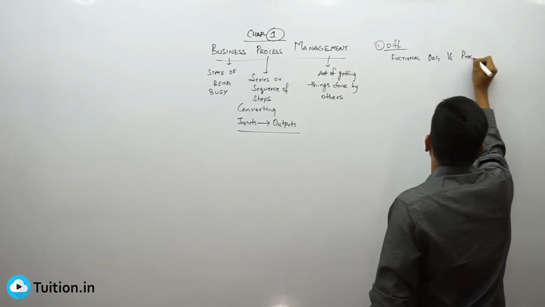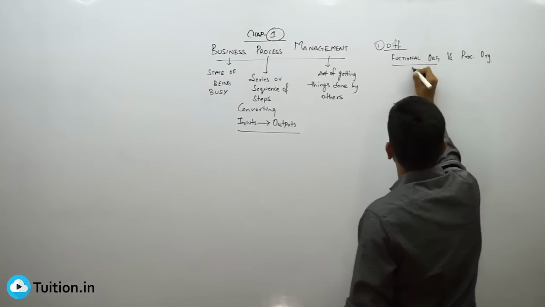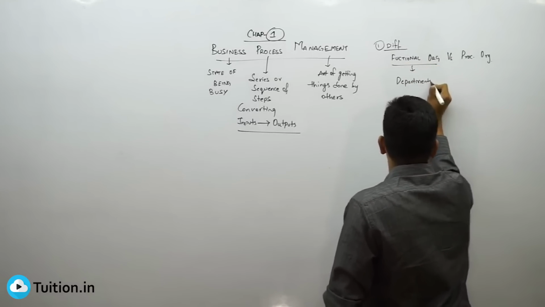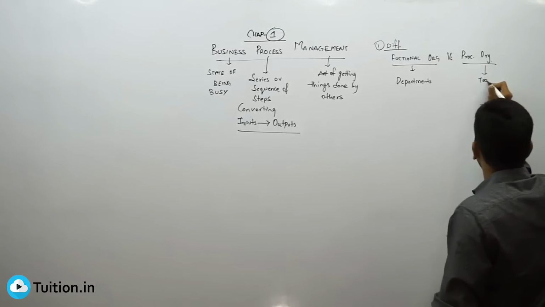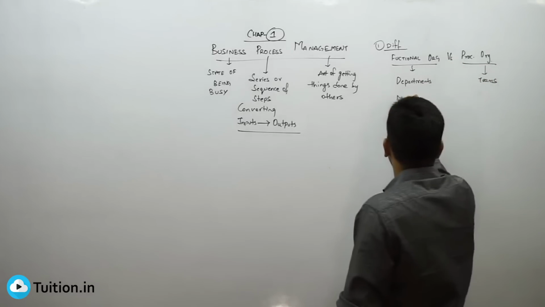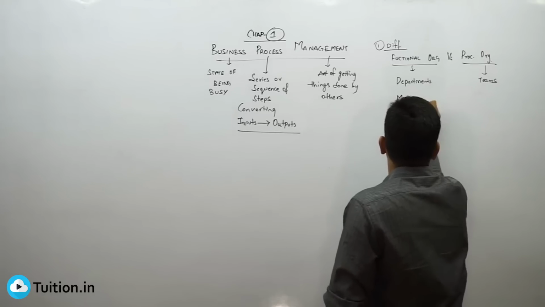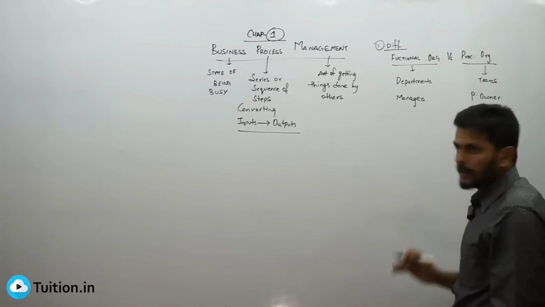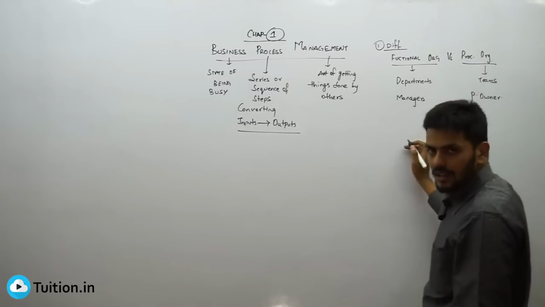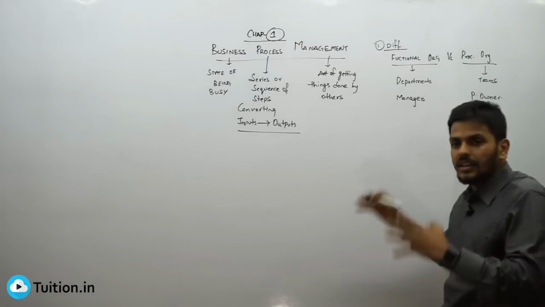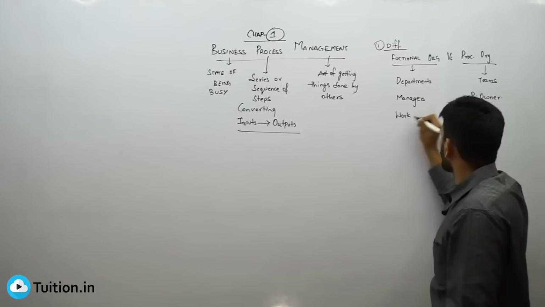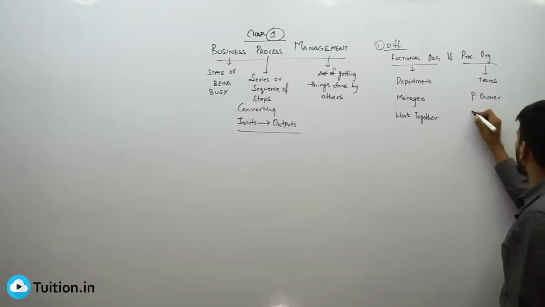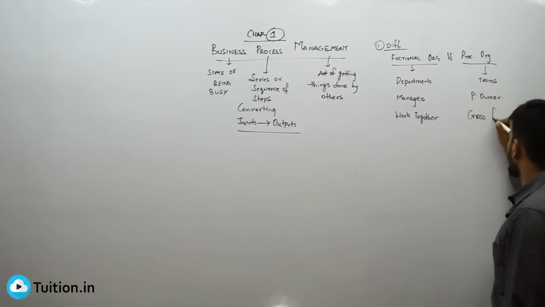versus a process organization. A functional organization works in the form of departments, while you have process organizations working in the form of teams. Functional organizations are headed by managers, while each process is headed by somebody called a process owner, right? So these are the differences. And then of course in functional organization work happens together, while work is split between teams, and there is cross-functional.